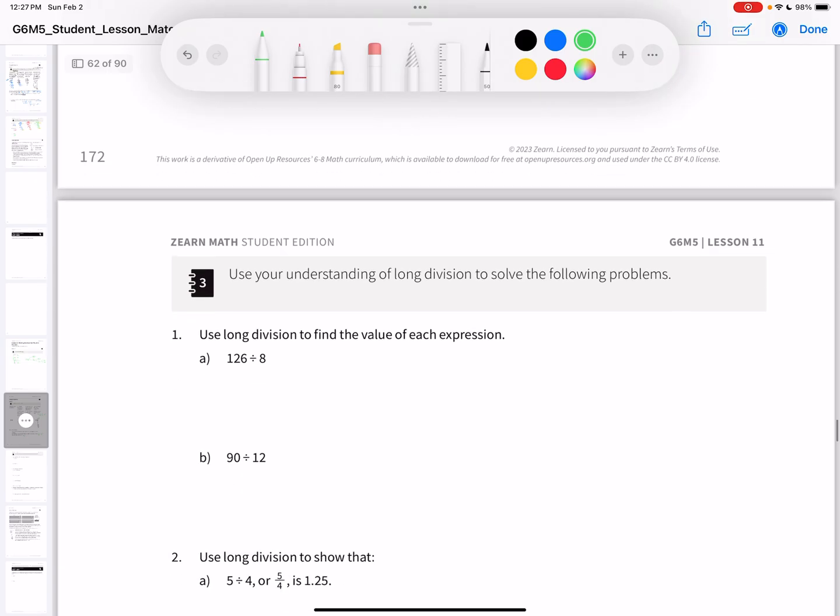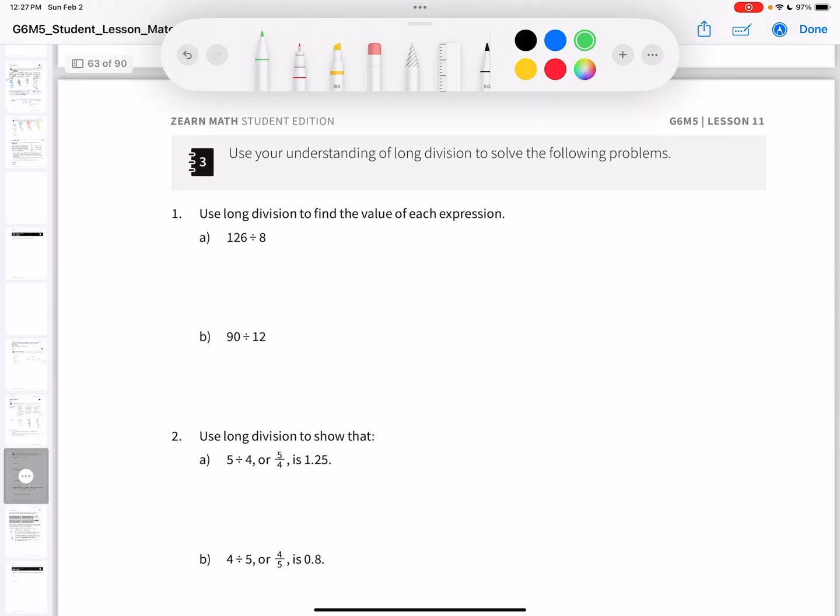All right. It says, use your understanding of long division to solve the following problems. Here we go. So we have 126 divided by 8. So 8 goes into 1 0 times. 8 goes into 12 1 time. 1 times 8 is 8. And we subtract 8 from 12, which gets us 4. And then we bring down the 6.